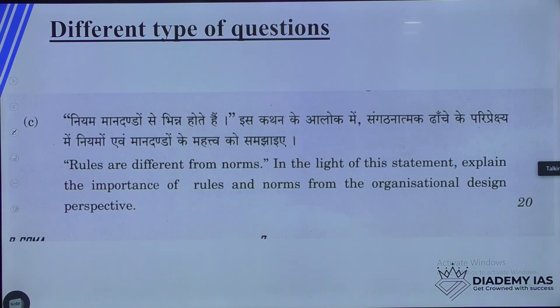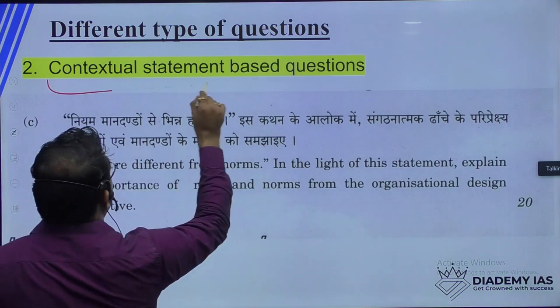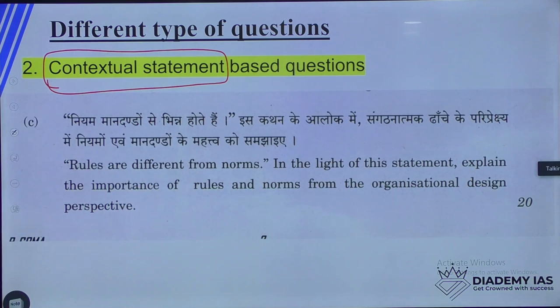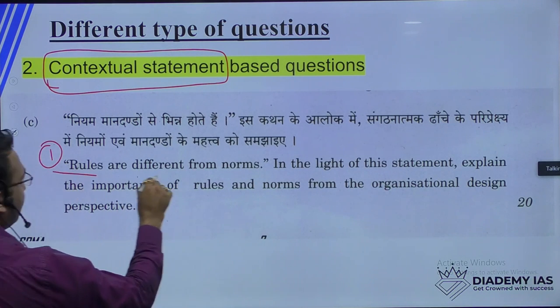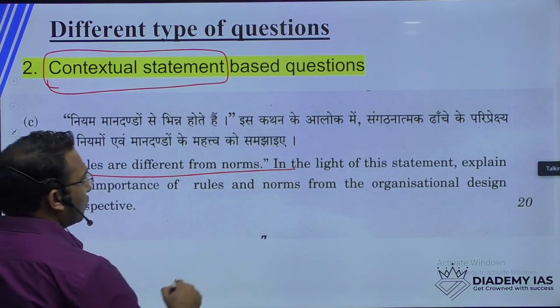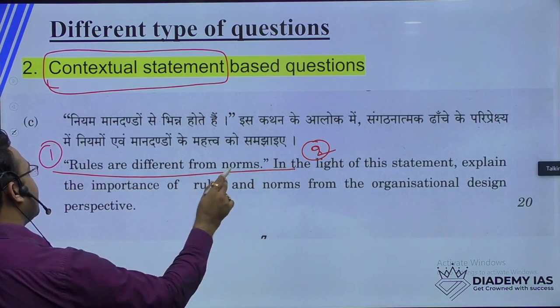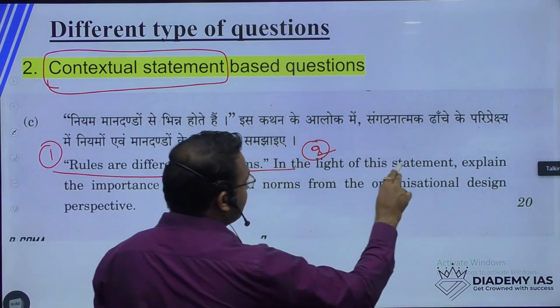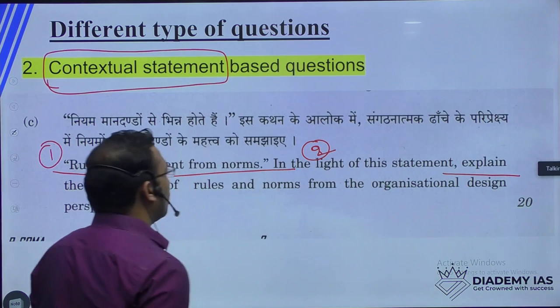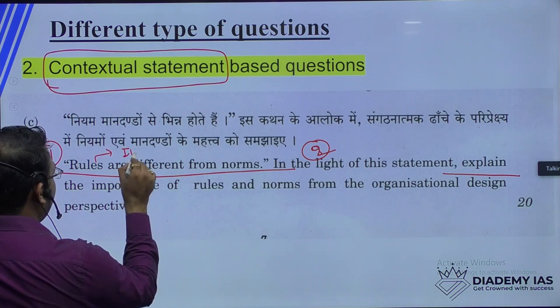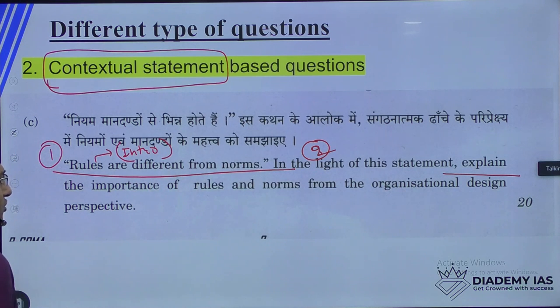The second category of questions is context-based questions. Contextual statement-based questions. Here you will find two statements. The first statement is a context statement. And the second statement will be the question statement. So the context statement is: rules are different from norms. And the question statement is: in the light of this statement, explain the importance of rules and norms from the organizational design perspective. So here you have to innovatively use the context statement. This context statement you should actually elaborate in the introduction. This should be converted into the introduction.